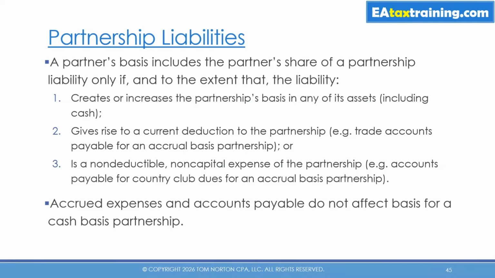Then the third way you can have basis from the liability is if you have an accounts payable for a non-deductible expense. So remember, not all expenses are deductible for tax purposes. So if, for example, the partnership is paying for country club dues, not deductible, but if they incur those dues, haven't paid it yet, they have an account payable for that. That is a liability. Partner gets basis for their share of that liability as long as they are on the accrual method of accounting. Which leads us to our next point: accrued expenses and accounts payable do not affect basis for a cash basis partnership.